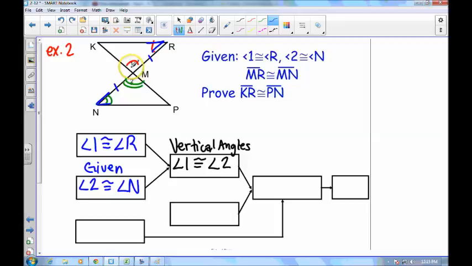Yep, the transitive property. If Alejandro is the same age as Myra, and Myra is the same age as Braden, then we can conclude that Alejandro is the same age as Braden. That's the transitive property. So now we know all of these angles are congruent to each other. All 4 are congruent. So we have angle N is congruent to angle R by the transitive property.